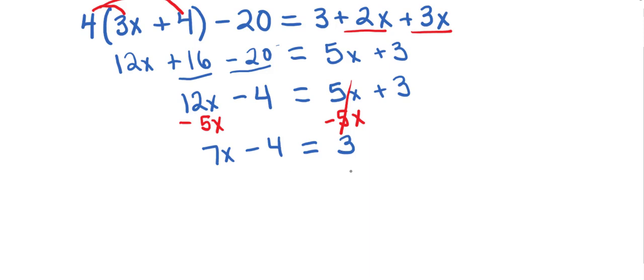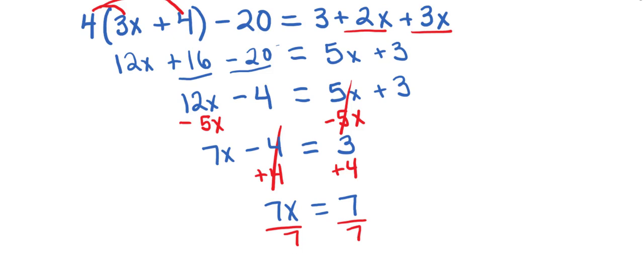Now it's a standard two-step equation. Go on the side with the x, get rid of anything added or subtracted. So we're going to get rid of the 4. Add the 4 to make it cancel. This one goes out. 7x, our equals come straight down, equals 7. One more solve step. Divide by your coefficient. And so x is going to equal 1.